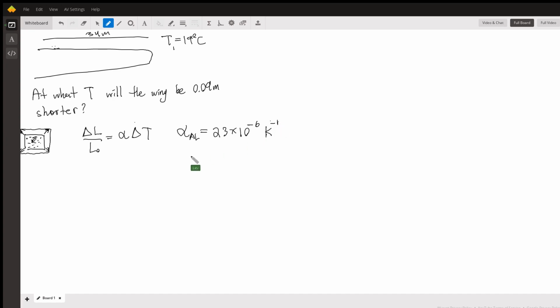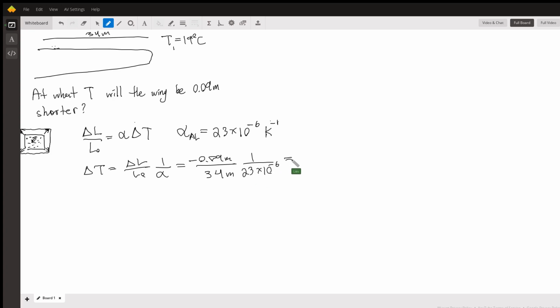At this point, it's just a matter of solving for that change in temperature, and then making that change to your 19 degrees. We do that by rearranging for delta T. So delta T is delta L over L naught, times 1 over alpha. Our change in length, since we're decreasing, is negative 0.09 meters. Our initial length is 34 meters. And 1 over alpha is 1 over 23 times 10 to the minus 6.